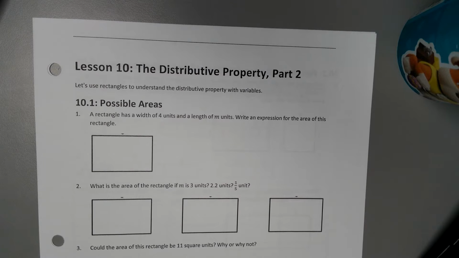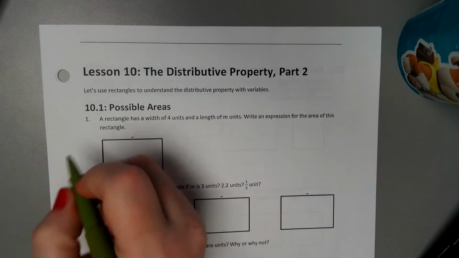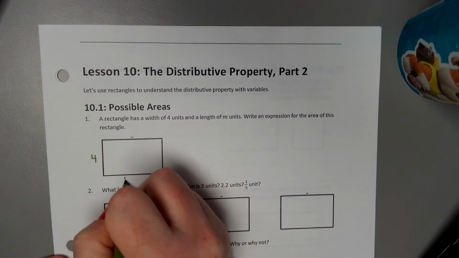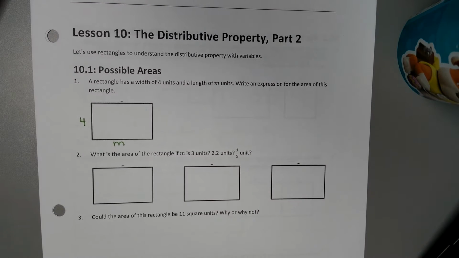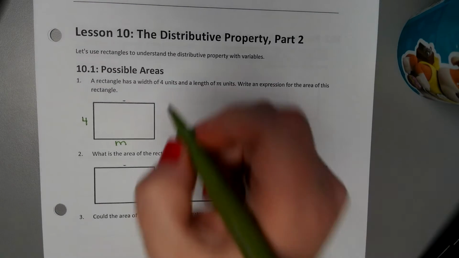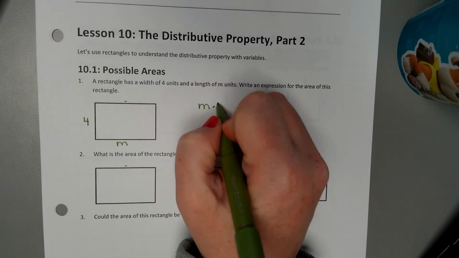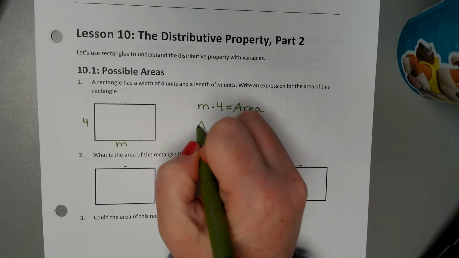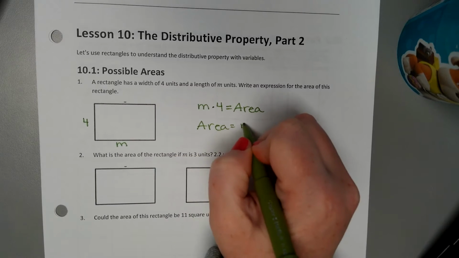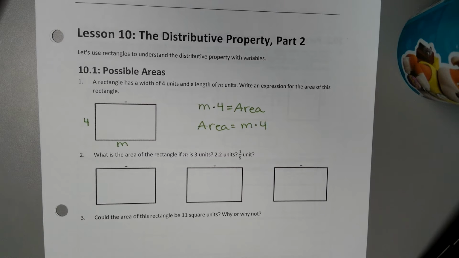Alrighty, possible area. The rectangle has a width of 4 and a length of m. Write an expression for the area of this rectangle. Well, area is length times width. So we have m times 4 equals area. You could write it the other way: area equals m times 4. It's just a different way of writing it.